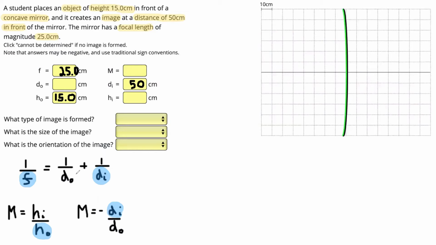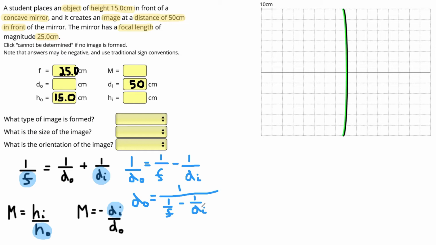First, I need to rearrange it since I'm trying to find the distance of the object. So to do that, first I'm going to subtract 1 over the distance of the image from both sides. So I'll do that now. That's going to end up with 1 over the distance of the object is equal to 1 over the focal length minus 1 over the distance of the image. And then finally, to get the distance of the object on its own, right now we have the reciprocal. So I'm going to need to take the reciprocal again, which means 1 divided by. So to get the distance of the object on its own, I'm going to need to do 1 divided by 1 over f minus 1 over the distance of the image.